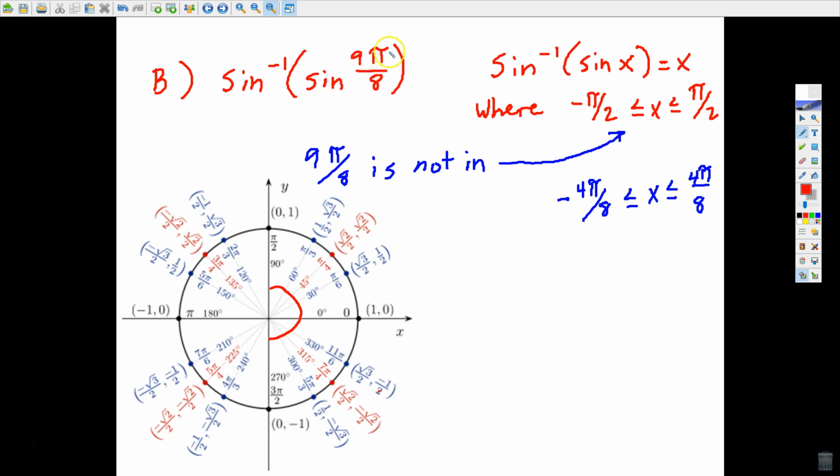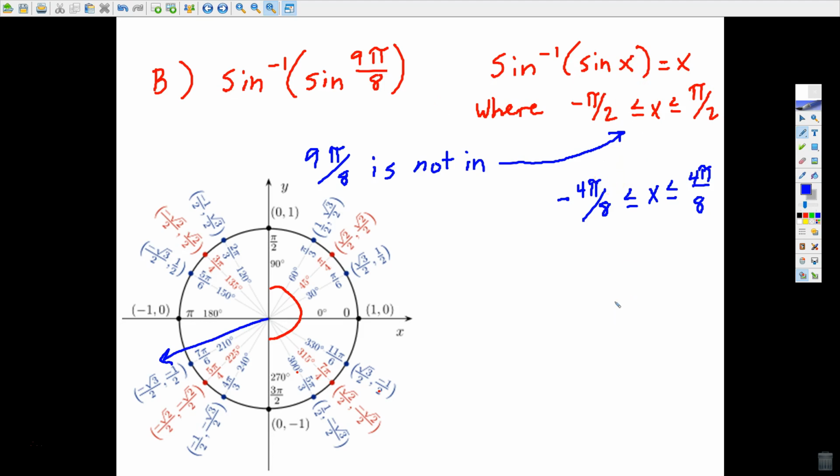Well, the problem here is that 9 pi over 8 doesn't fall in this area. So I can't just say my answer is 9 pi over 8. 9 pi over 8 is the same thing as saying 1 1/8 pi. Okay, so I'm just going to do a little rough sketch. Maybe I'll do a different color to make it stand out. So here's 1 pi, and then here's another 1/8 pi. So obviously, that falls outside of the required area for inverse sine.